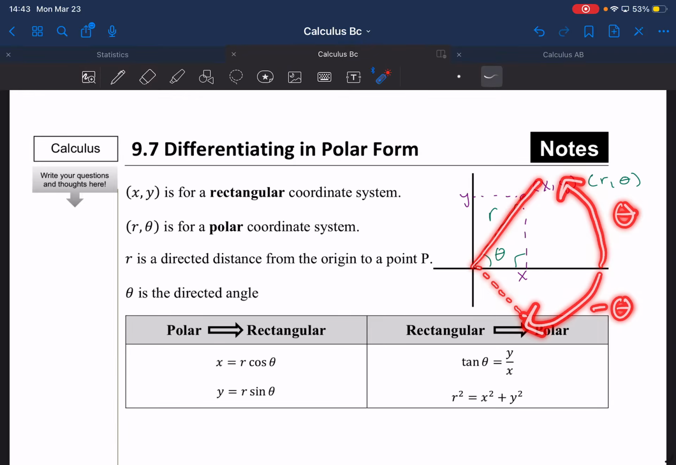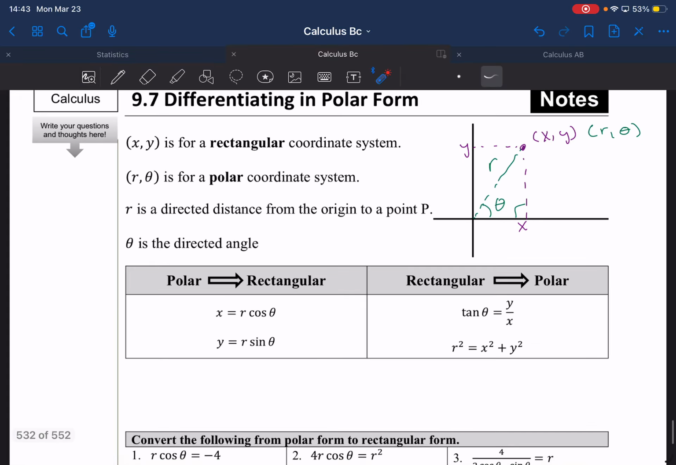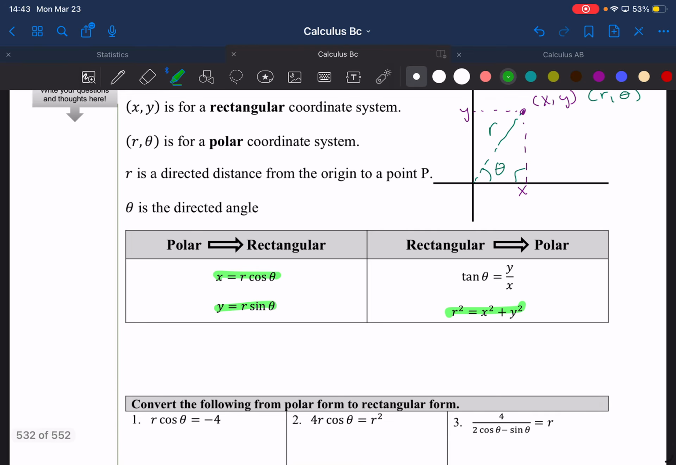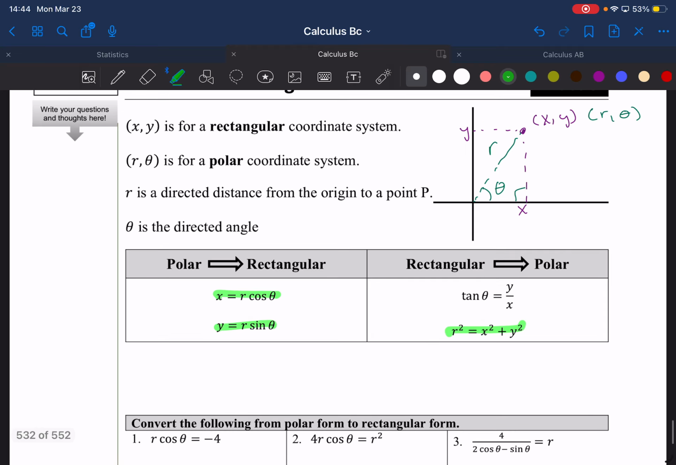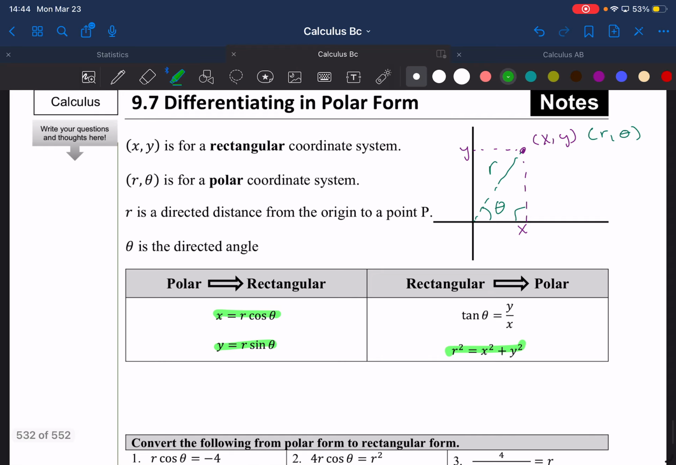You should have learned how to convert polar to rectangular and rectangular to polar. Out of these formulas, I would say these three are the most important. You need to make sure you have them memorized. More specifically, x is r cosine theta and y is r sine theta. If you don't remember how they were found, remember this is a right triangle, and we could use SOHCAHTOA, the sine, cosine and tangent properties that you learned in geometry.